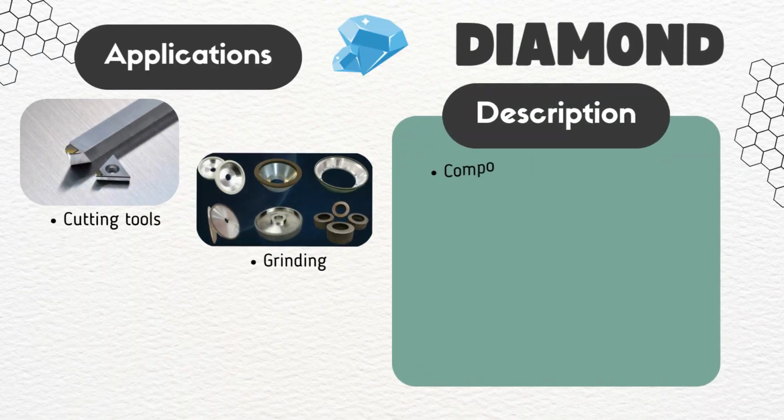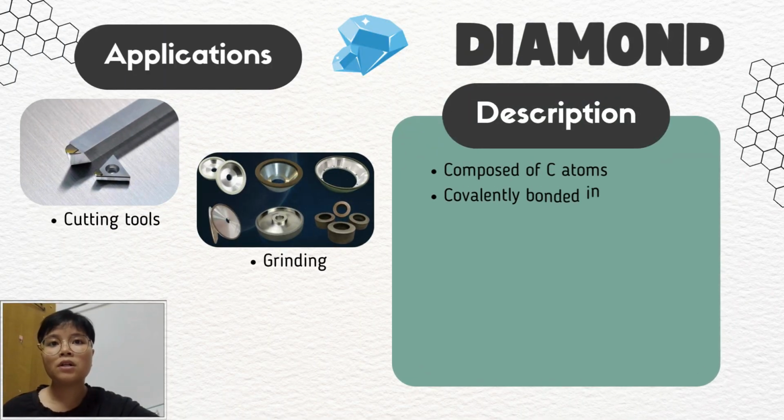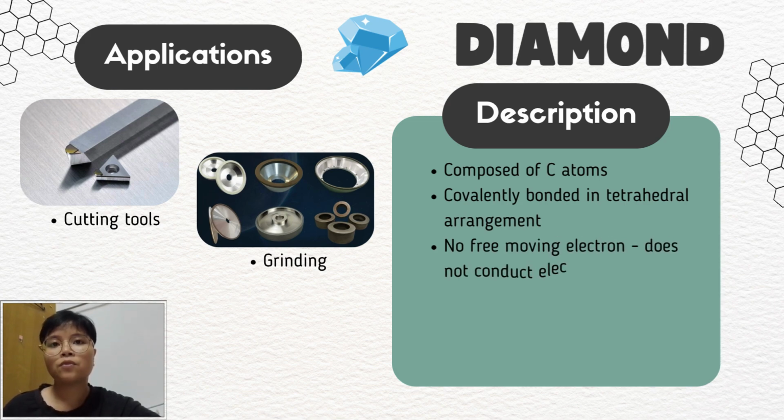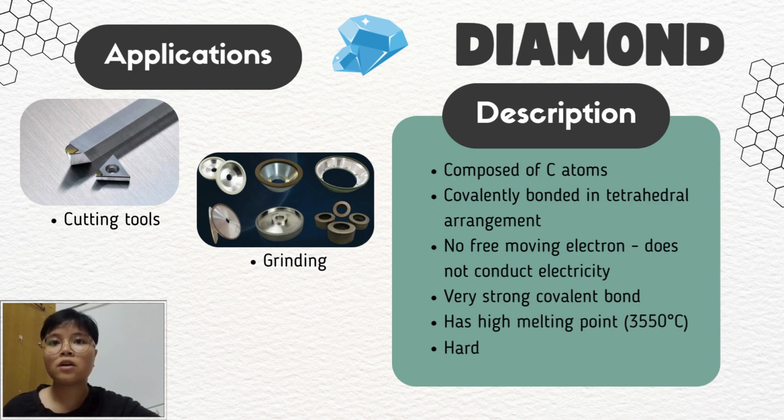What are the differences between diamond and graphite? Diamond is composed of single-element carbon atoms arranged in a 3D network. Each of these carbon atoms is covalently bonded to 4 other carbons in a tetrahedral arrangement by strong covalent bonding. Diamond does not conduct electricity because there is no free-moving electron. Furthermore, diamond has a very strong covalent bond, a high melting point of 3550 degrees Celsius, and is very hard. In daily lives, diamond is often used in cutting tools and grinding.